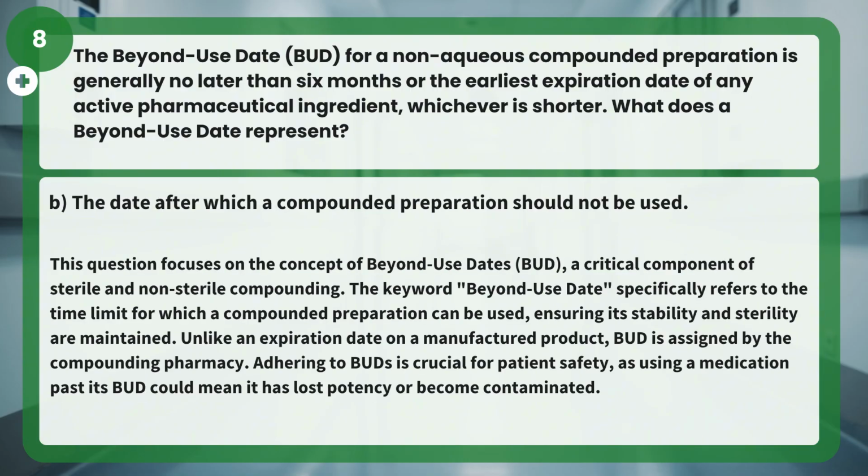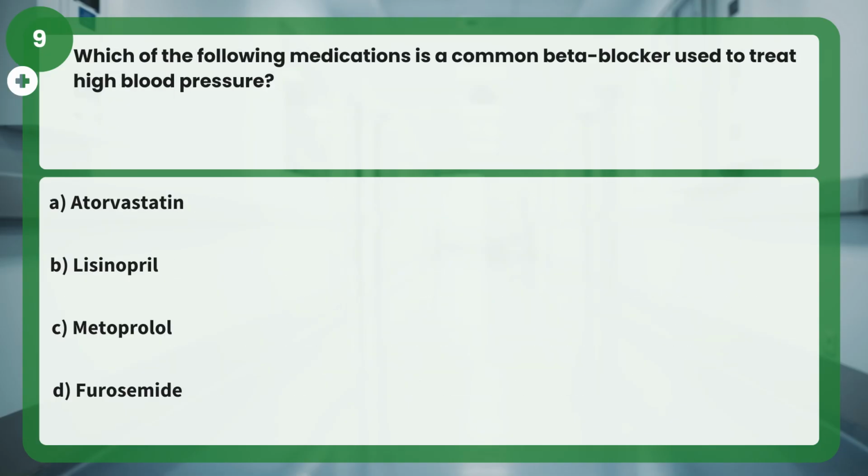Answer B. The date after which a compounded preparation should not be used. This question focuses on the concept of beyond use dates, BUD, a critical component of sterile and non-sterile compounding. The keyword beyond use date specifically refers to the time limit for which a compounded preparation can be used, ensuring its stability and sterility are maintained. Unlike an expiration date on a manufactured product, BUD is assigned by the compounding pharmacy. Adhering to BUDs is crucial for patient safety, as using a medication past its BUD could mean it has lost potency or become contaminated.